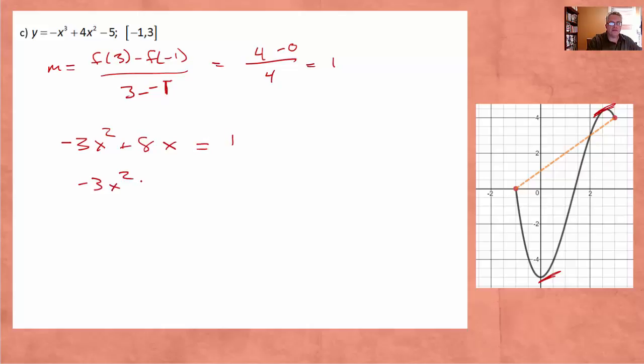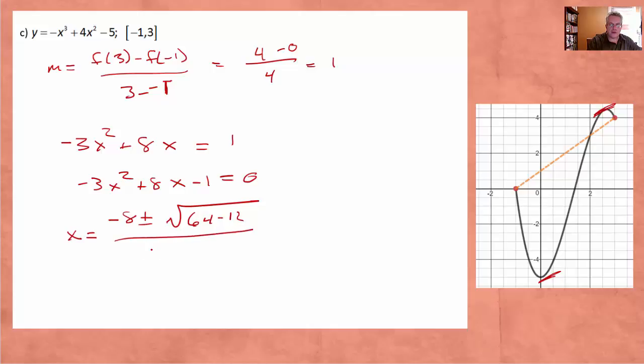If I put this in standard form, we have a nice quadratic function here, and we can use the quadratic formula to solve it. So we get x equals negative 8 plus or minus the square root of 64 minus 12, all divided by 2a, which is negative 6. If you do all of that, you get negative 8 plus or minus the square root of 52 over negative 6. And if you look at the decimals, you get x equals 0.131 and x equals 2.53.